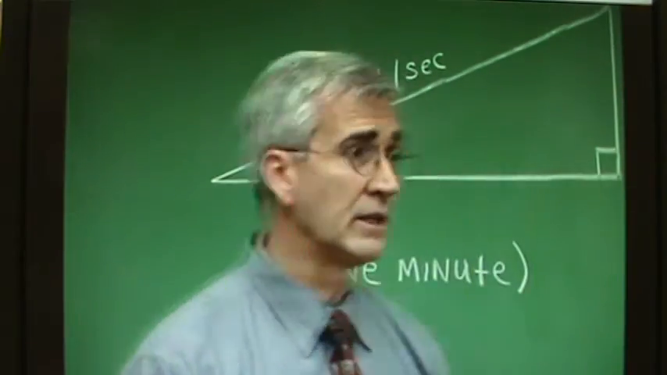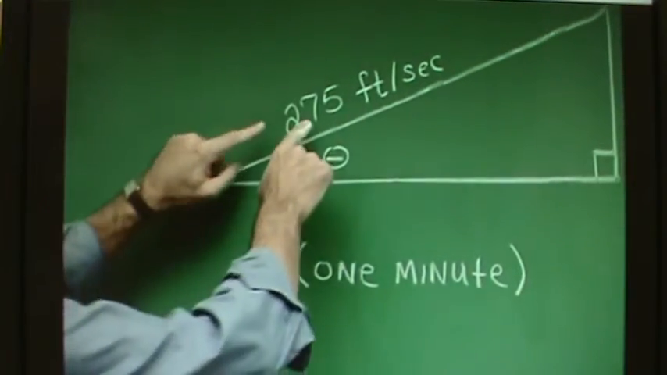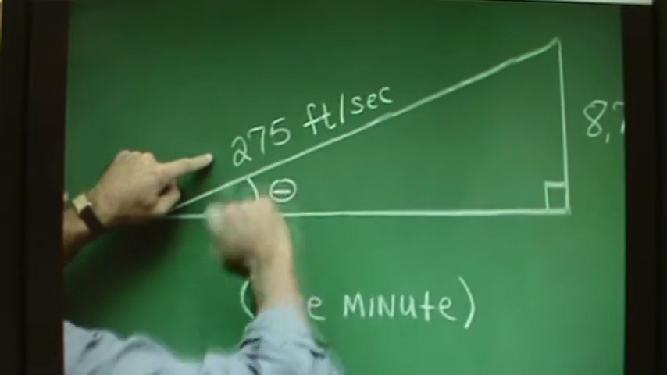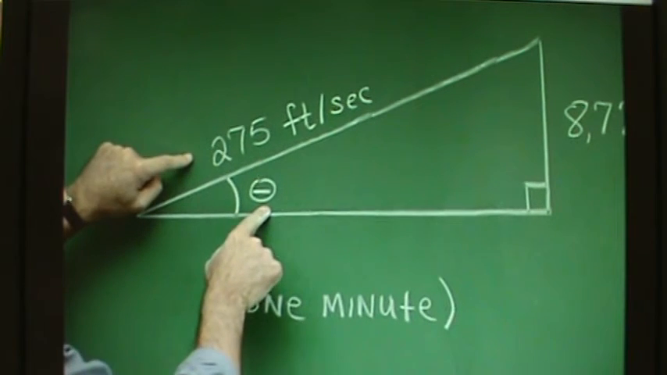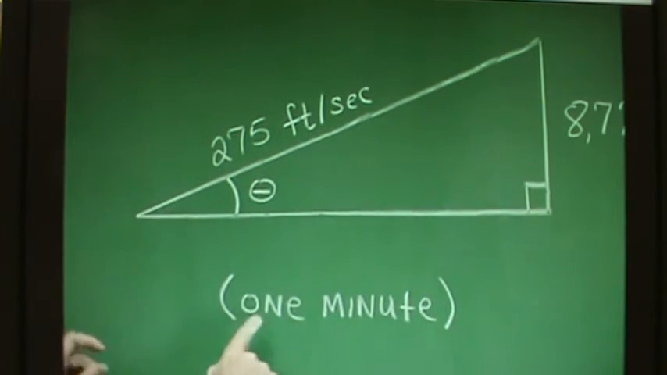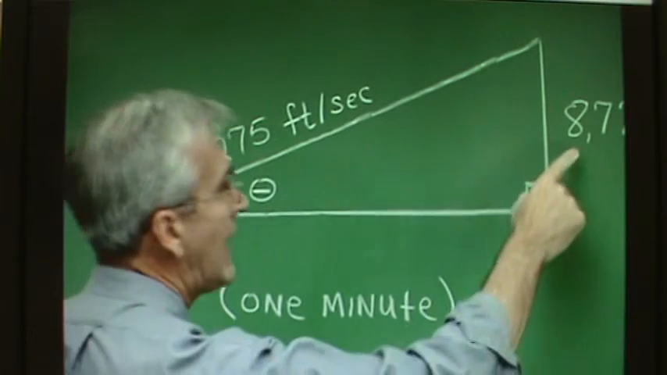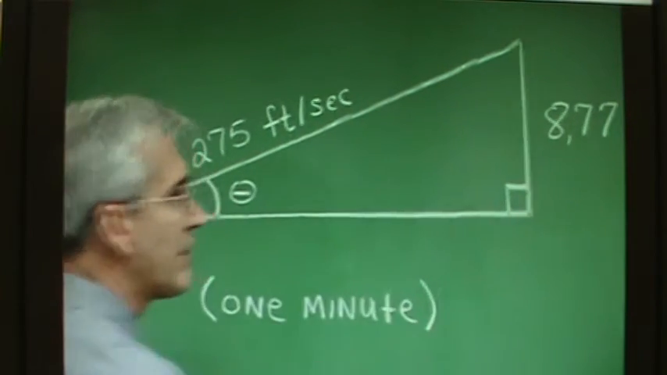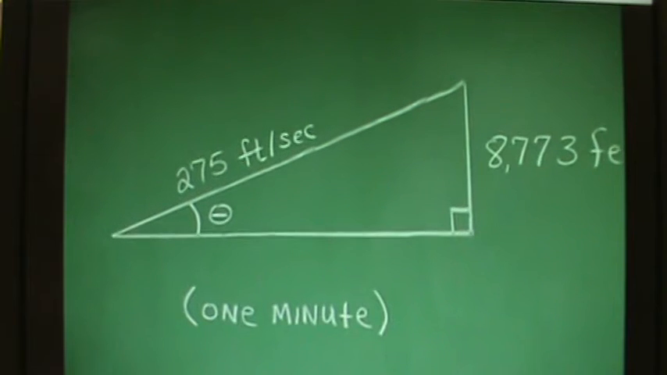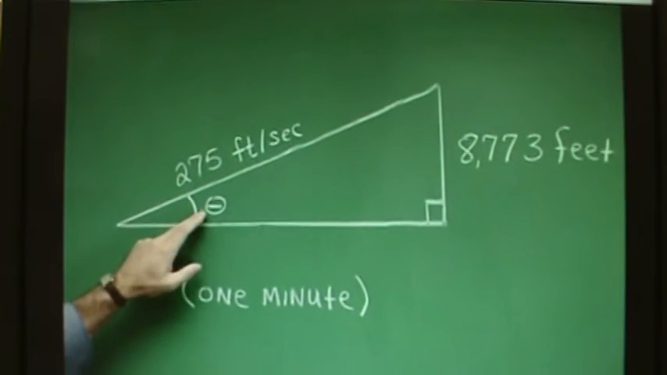Suppose an airplane is taking off at a rate of 275 feet per second on some unknown angle of ascent, and after 1 minute the plane is 8,773 feet high. We'd like to know the angle of ascent.